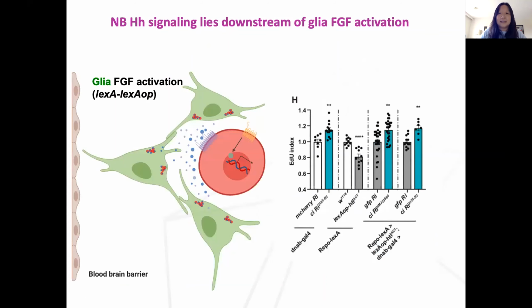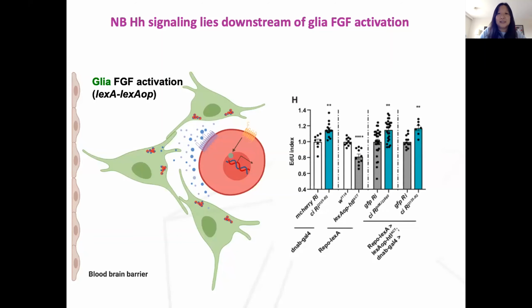So to directly test this, she utilized a nice genetic tool. This is a LexA-LexOp system. So in flies, there are actually three binary expression systems, LexA-LexOp, QUAS, and GAL4-UAS. And the utilization of a combination of these binary systems allows us to simultaneously conduct gene manipulation in different tissues at the same time in the same animal.